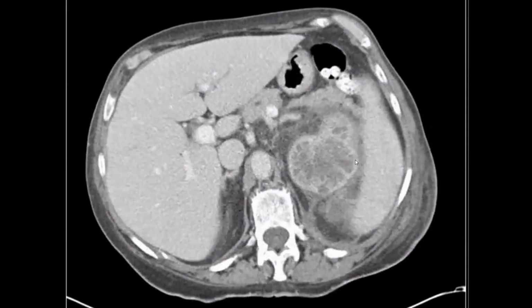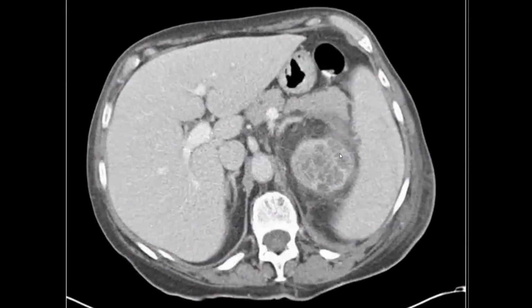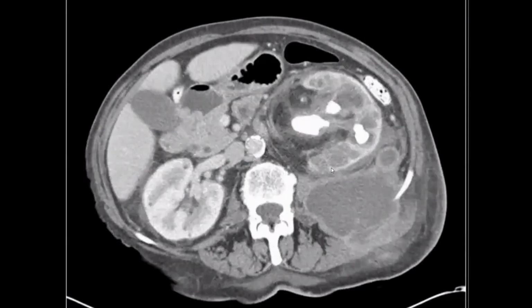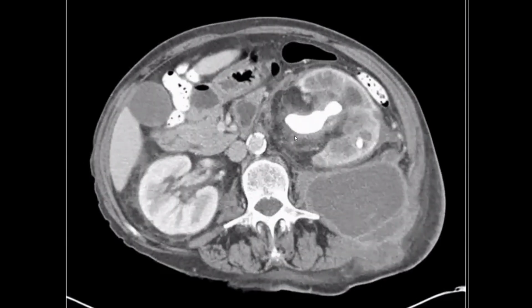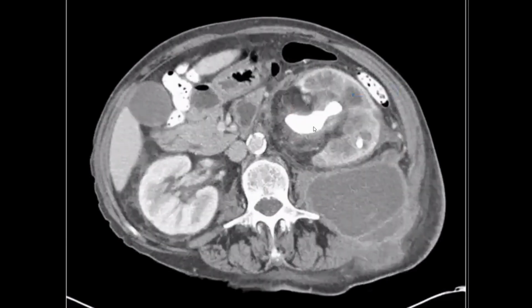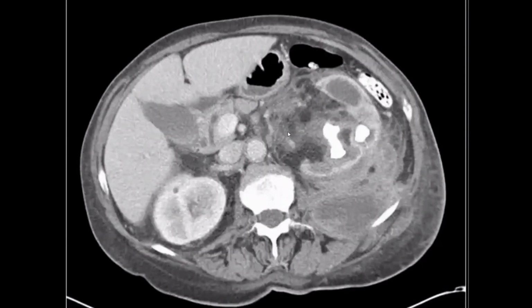What do you think is this one? I'm sorry, can you go more inferiorly? We have also, what about this renal sinus? What do you think? So there is also a staghorn calculus in the main renal pelvis. Yes, and staghorn, yes. Okay. This is causing mild hydronephrosis.